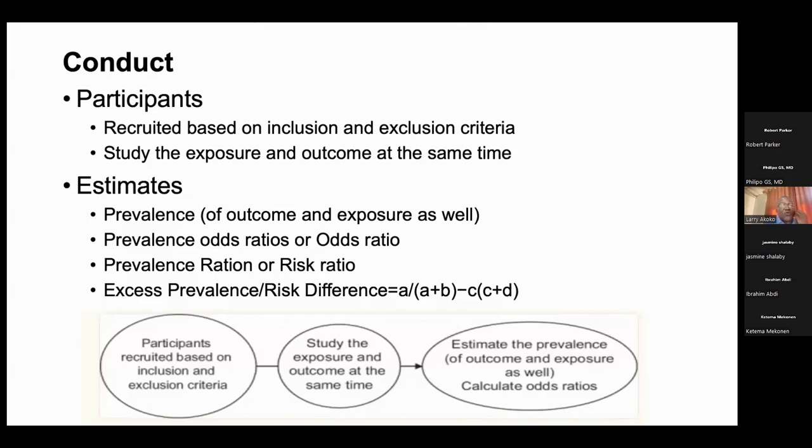But you can also do excess prevalence or a risk difference. You want to see how much prevalence of that disease is attributable to the exposure. And that's what you call excess. That in the absence of that exposure, how much excess risk do we see in that population?